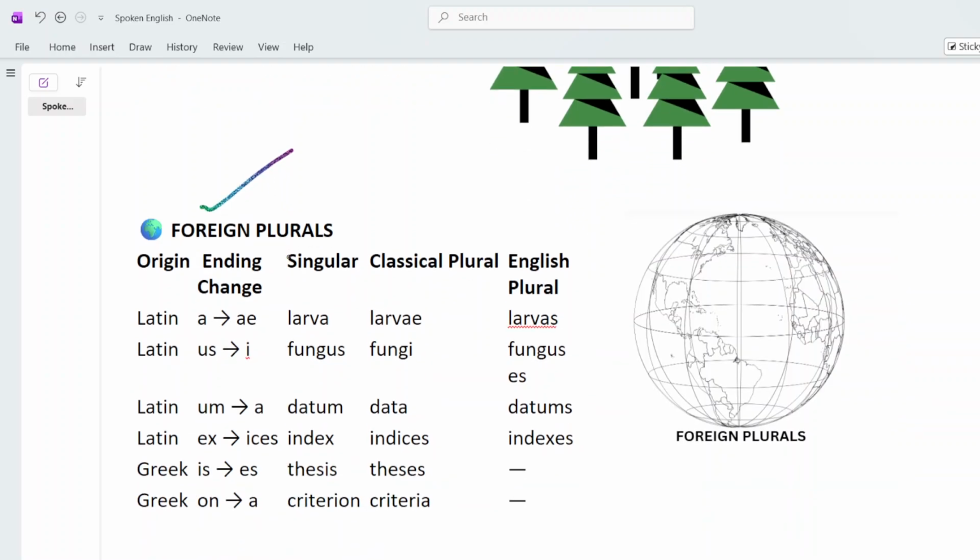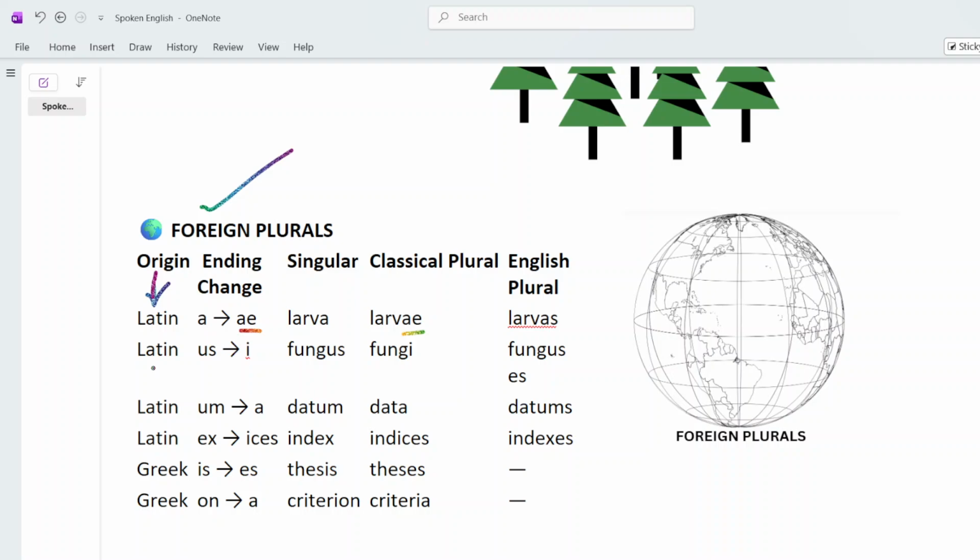All right, I've just got a small table for you here. Look at this. Latin word, okay? The origin is Latin. If the ending is A, it changes to AE. For example, larva changes to larvae. All right, this is AE, so it changes to AE. It is derived from Latin.